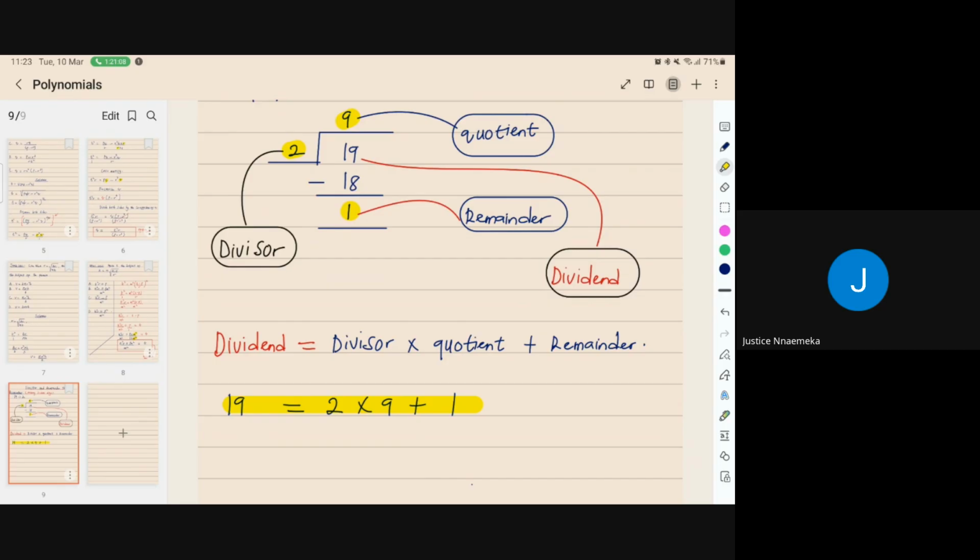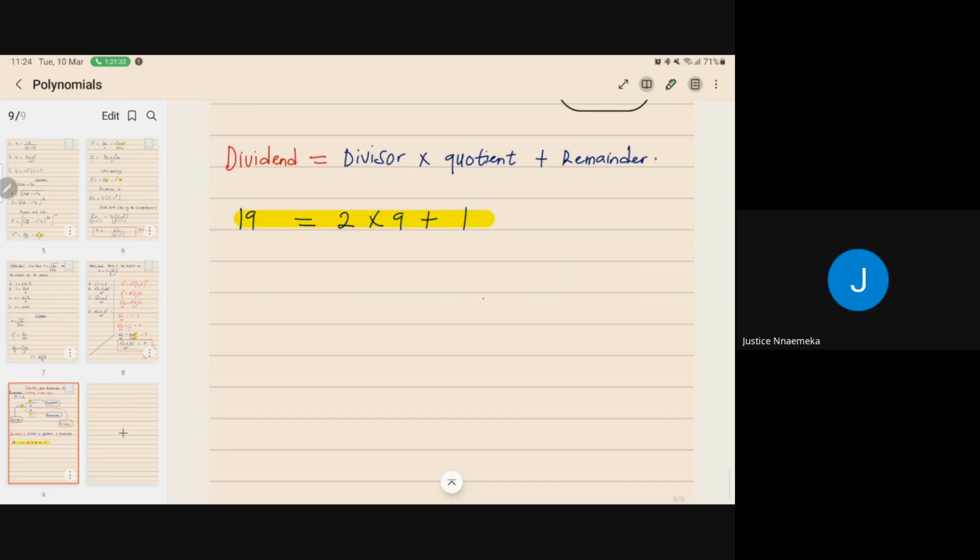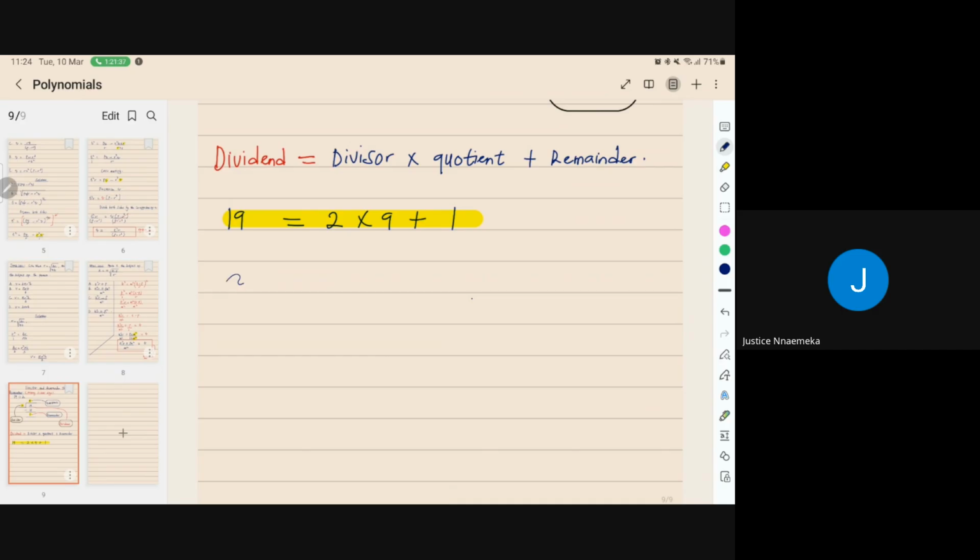Good. Now, it is a process that can be applied. And how do we go about it? Let's assume that we have something like this. In the same way, polynomials can be divided.